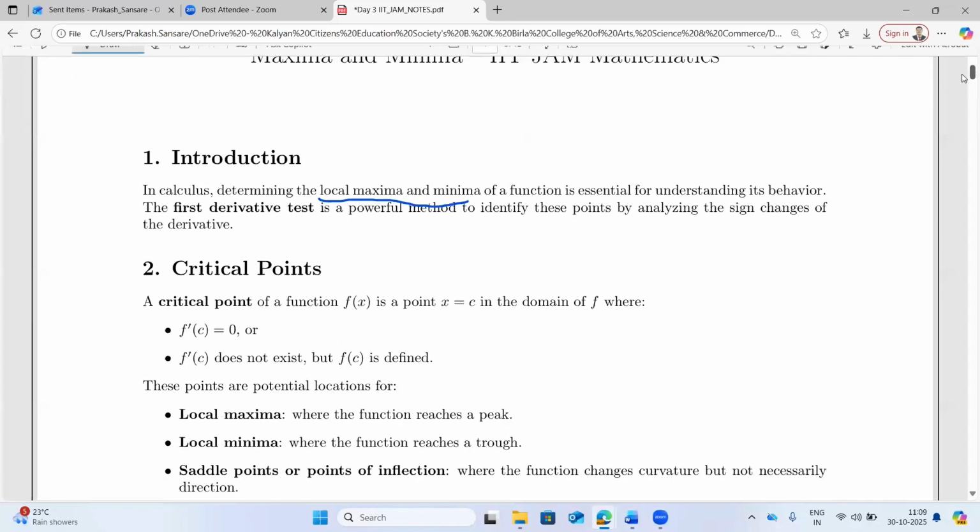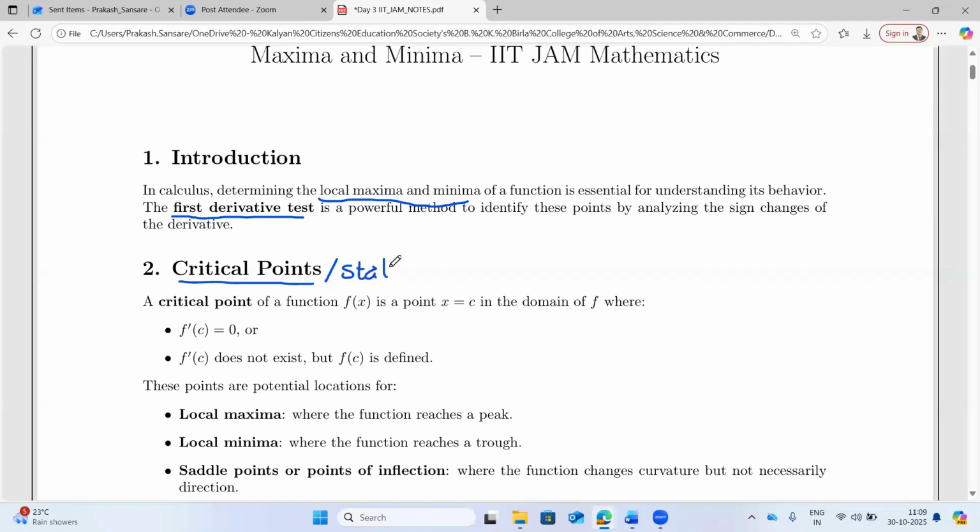For one variable with the first derivative test, our very first task is to find the critical points. Now, how to define a critical point? This is also called a stationary point. A critical point of a function f(x) is a point x equal to c in the domain of f where f'(c) is equal to 0 or f'(c) does not exist, but f(c) is well defined.